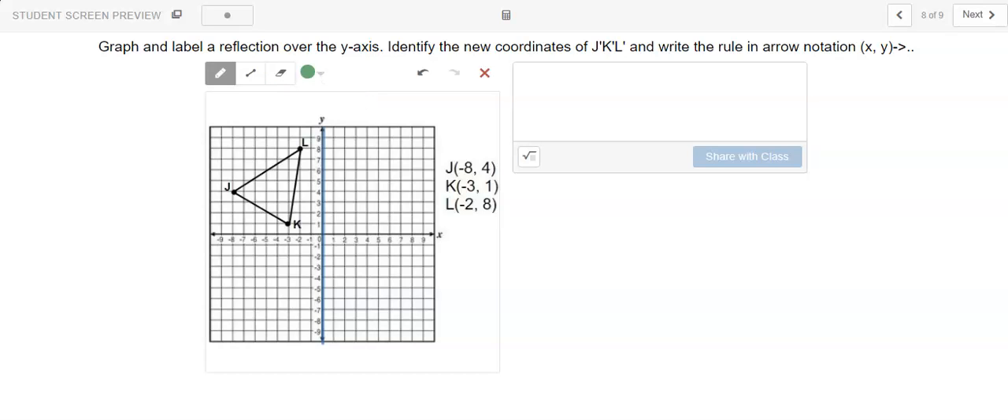So if I look, L is 2 to the left of this line, so L prime is going to be 2 to the right. So it'll be right here. K is 3 to the left, so K prime will be 3 to the right. And then J is 8 to the left, so J prime will be 8 to the right.